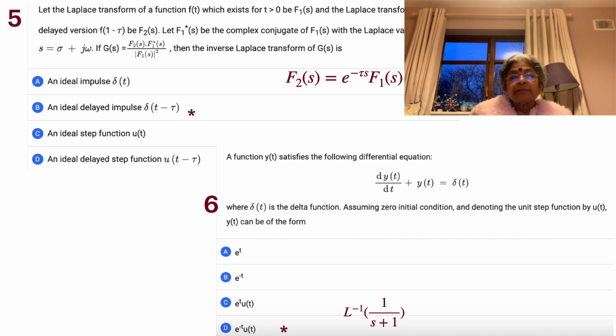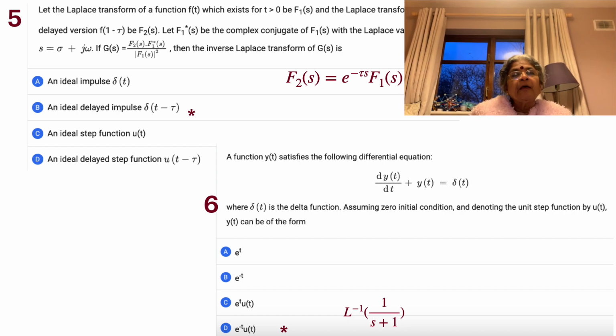We have (s plus 1) Y(s), and on the right hand side you have the Laplace transform of delta(t), which is equal to 1. So that's the reason why Laplace transform is packaged and given to each of you students, such that you can always use it wherever applicable. Okay, so now a function y(t) satisfies the following differential equation.